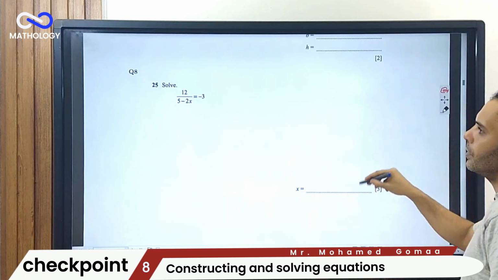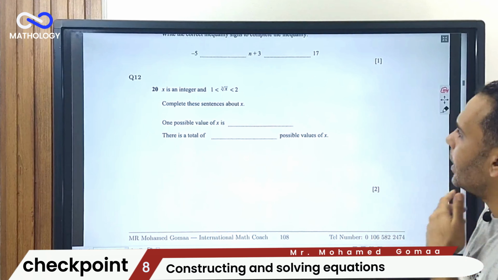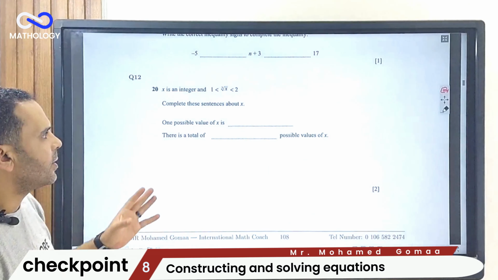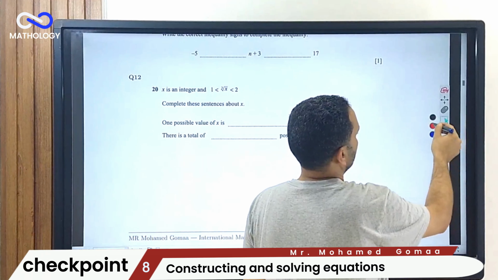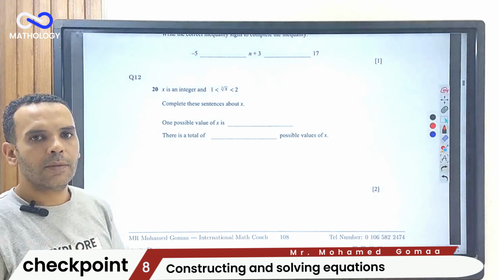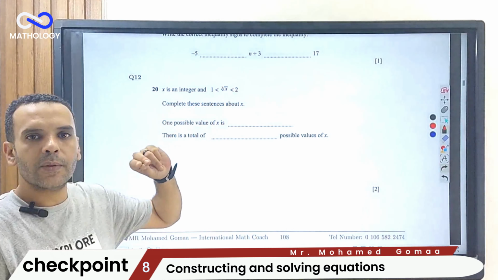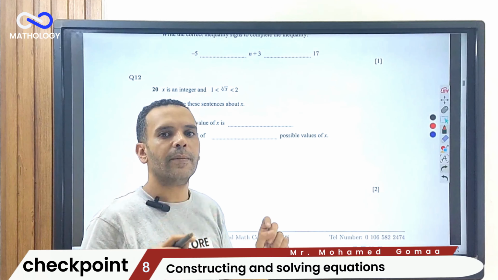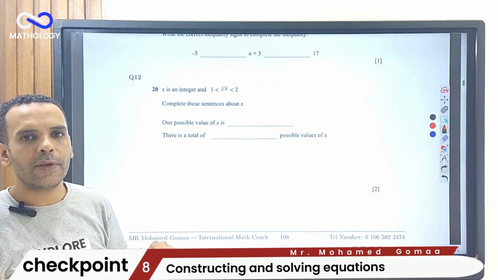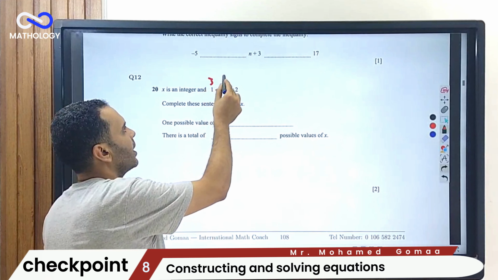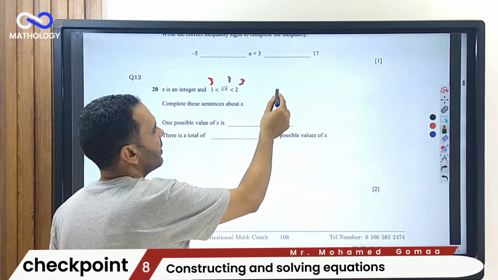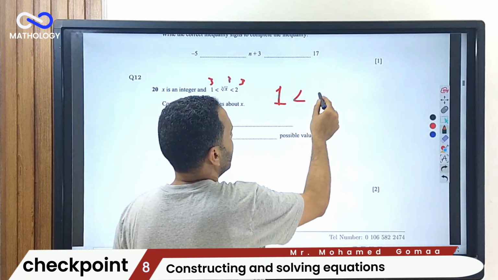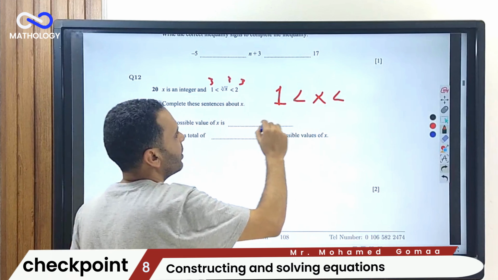Let's search for an inequality. Number 20: x is an integer and the cube root of x is greater than 1 and smaller than 2. Okay, we solve for x. You have to cancel the cube root. What is the inverse operation of the cube root? Power 3 is the inverse operation of cube root. Put power 3 here and here and here. 1 power 3 equals 1. Power 3 above the cube root will cancel it, it will be x, just x. And 2 power 3 equals 8.